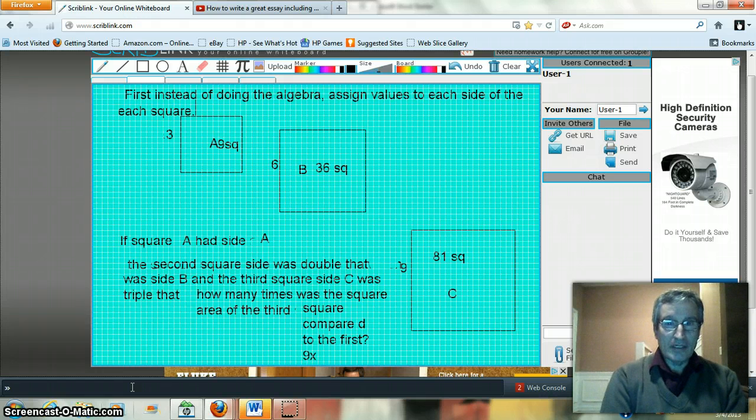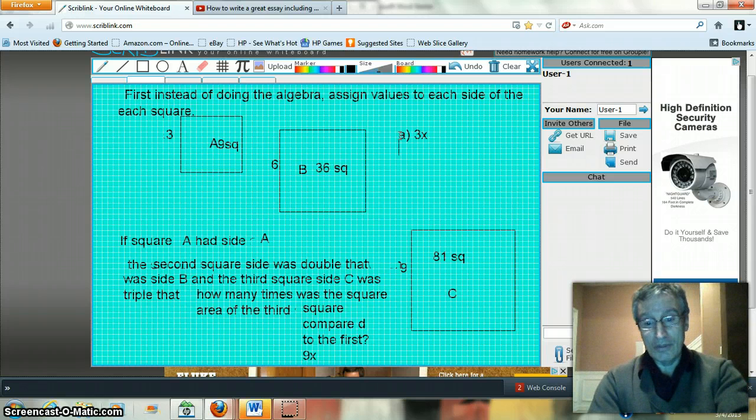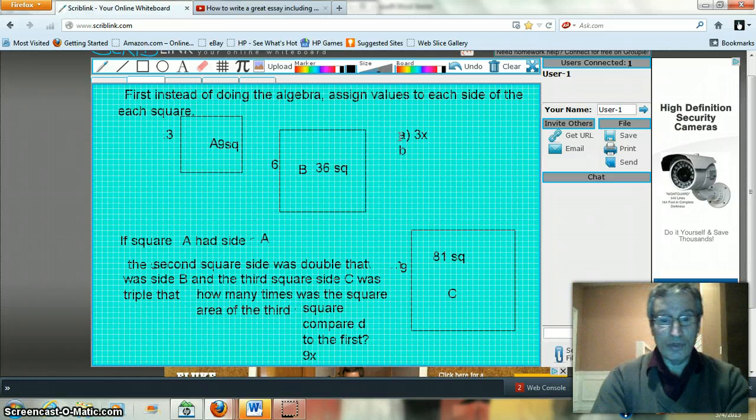So if you were asked a question, typically you might be given these choices of answers. Choice A would be 3 times. Some of you might have chosen that, saying, well, 9 is 3 times 3. Of course, that would not be the correct answer, but that would be a typical trick answer.